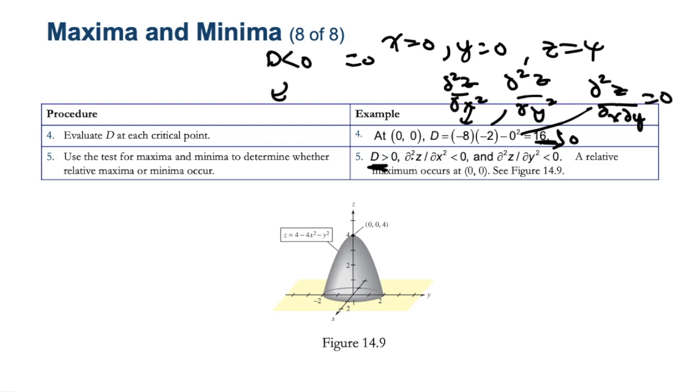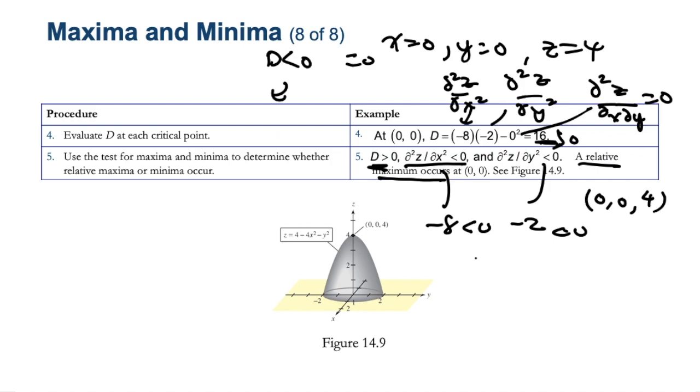We know that delta z over delta x for the second time is less than 0. Why? Because the answer is minus 8. This one, minus 2 the answer. So both of them are less than 0. When both of them are less than 0, a relative maximum occurs at 0, 0, 4. Okay, so it's going to look like this.